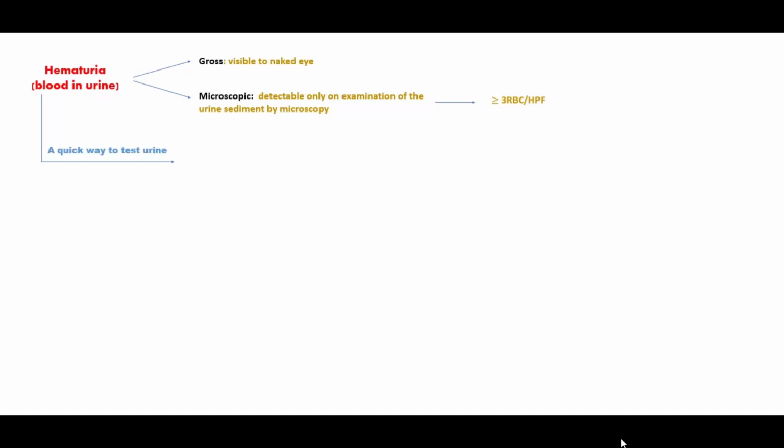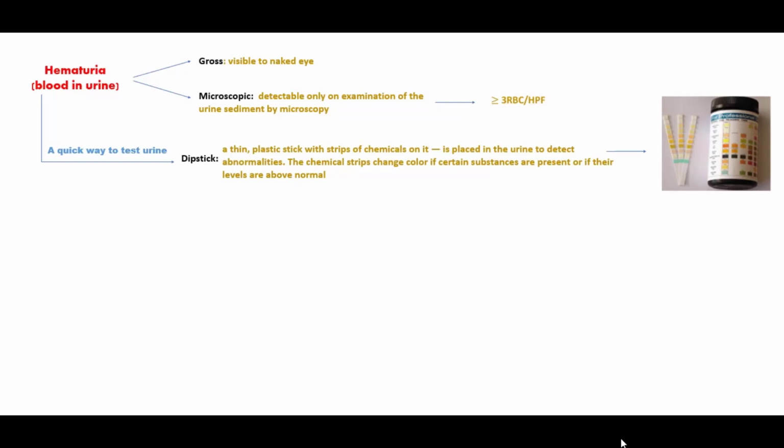A quick way to test urine is the dipstick test. What is a dipstick test? A thin plastic stick with strips of chemical on it is placed in the urine to detect abnormalities. The chemical strip changes color if certain substances are present or if their levels are above normal. We can see the dipstick test in this picture. A dipstick test can be negative or positive.